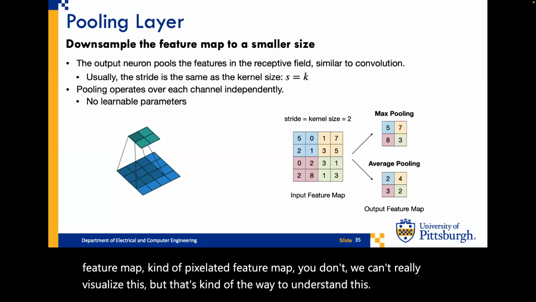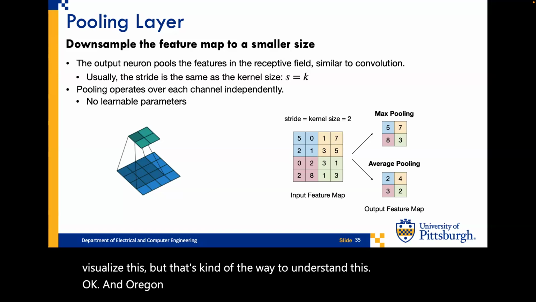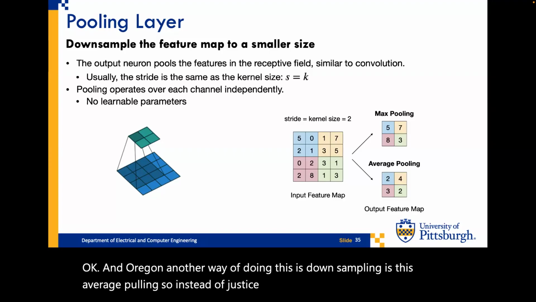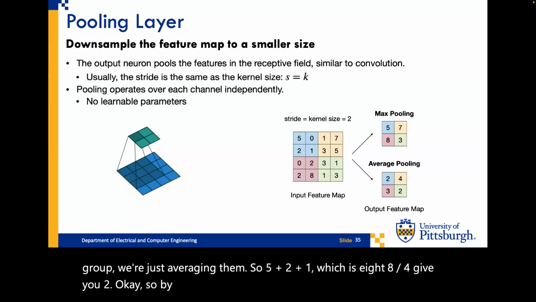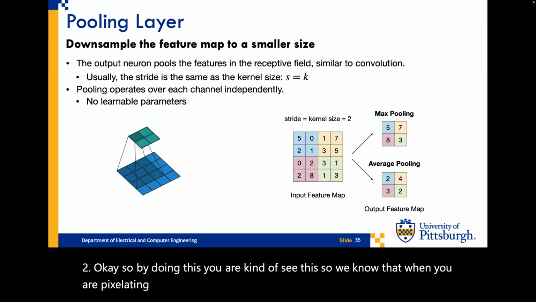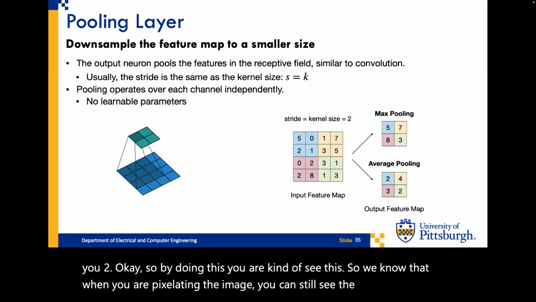Another way of doing this downsampling is average pooling. Instead of just using the largest number in this group, we're averaging them. So 5 plus 2 plus 1 is 8, and 8 divided by 4 gives you 2. By doing this, we know that when you are pixelating the image, you can still see the shape, just not clearly, right?